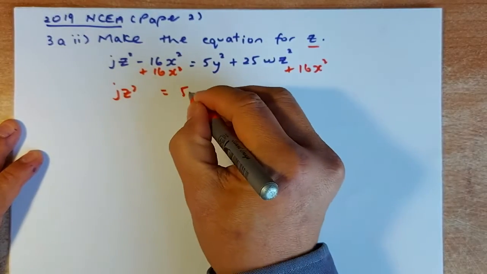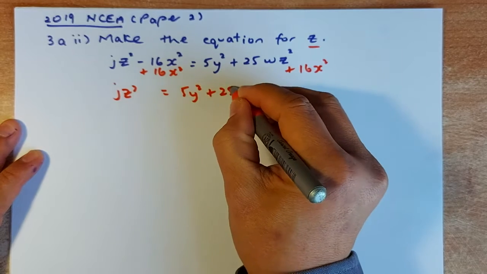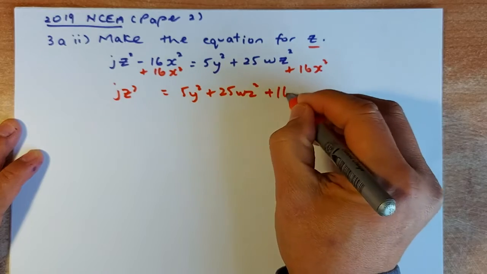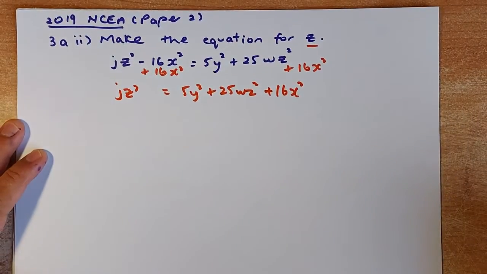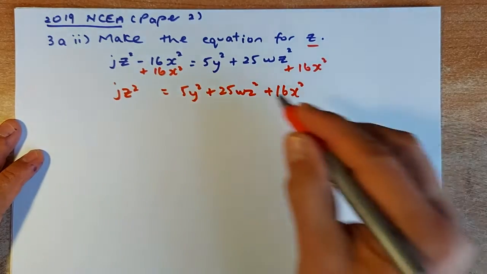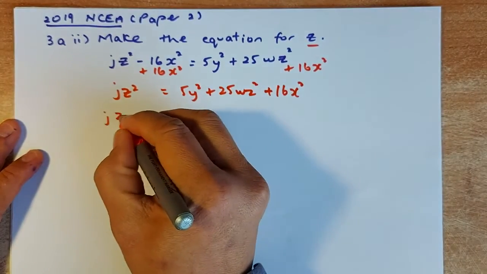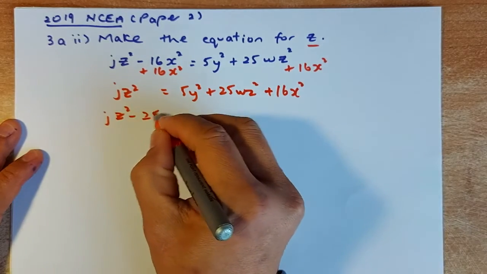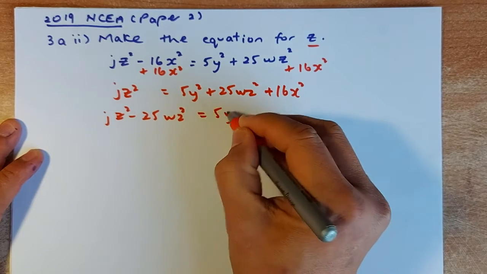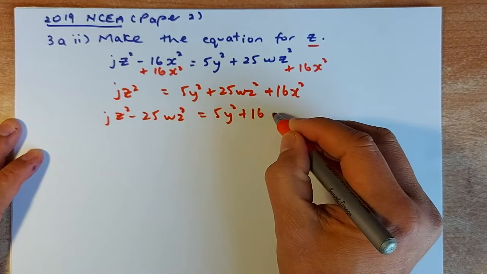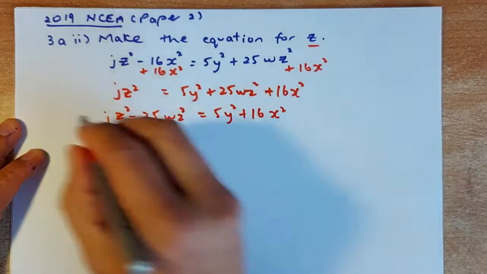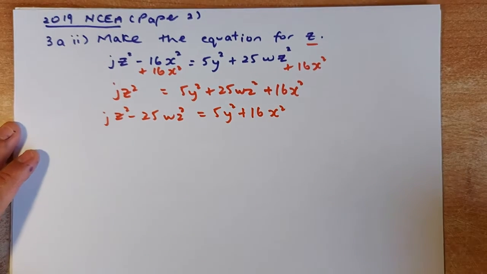jz squared equals 5y squared plus 25wz squared plus 16x squared. The next step, because there's a z there, you have to bring this to the left. So the thing you're going to do, you're going to minus them. So jz squared minus 25wz squared equals 5y squared plus 16x squared. What we did is just minus 25wz squared on both sides of the equation, and that's the new equation.